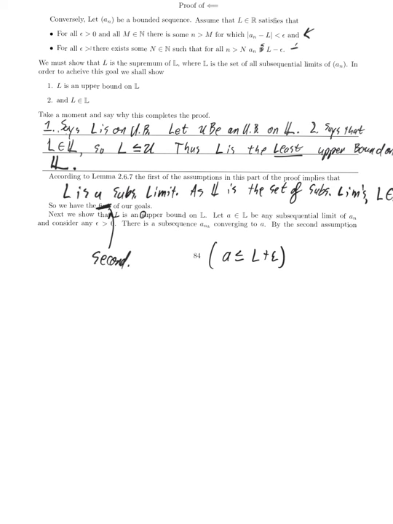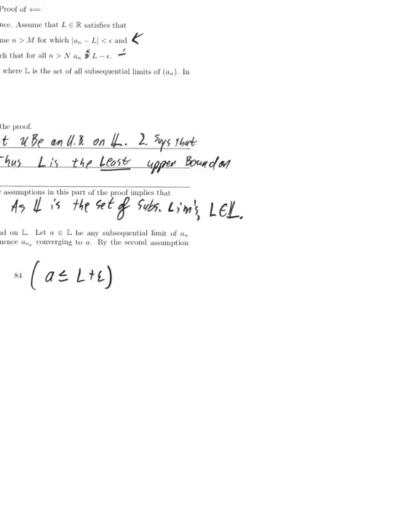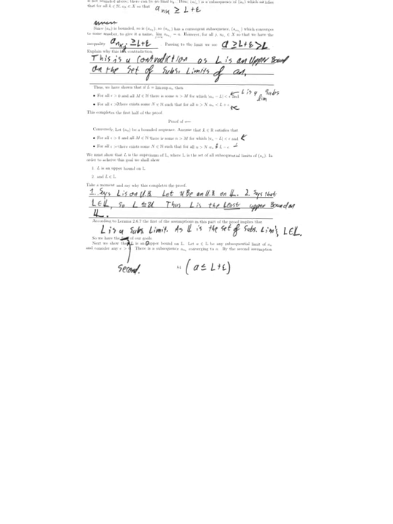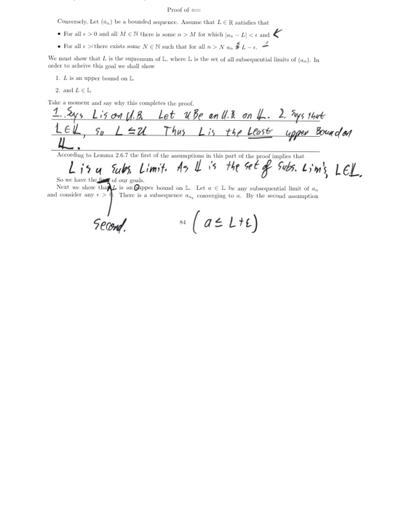Let A be any subsequential limit of A sub n. Consider any epsilon bigger than 0. There exists some subsequence which converges to A. Oh, that's problematic. Okay, so I did grab them all. I'm not sure why the rest doesn't appear in this. You have the rest of the proof in a document of your own. I'll finish the proof freehand right now. I apologize for this utter disorganization on my end.